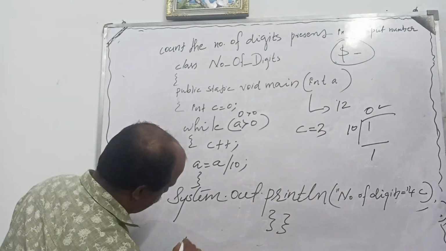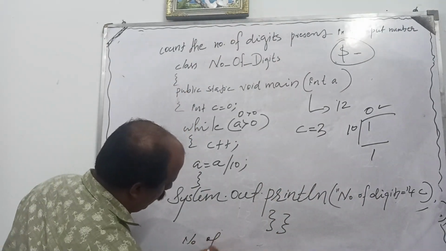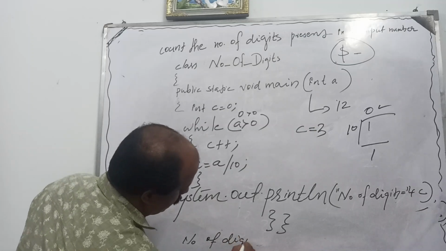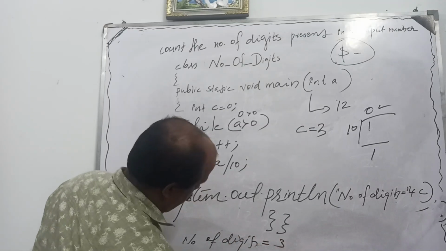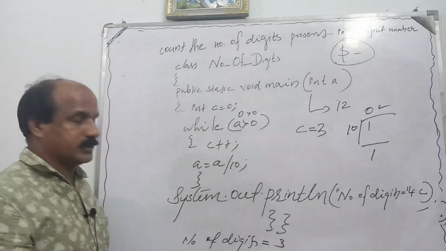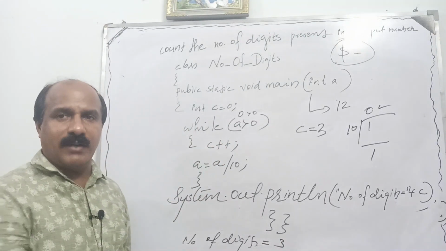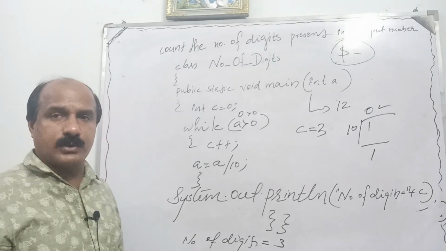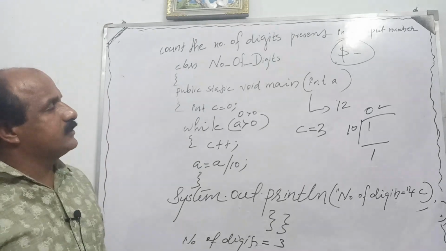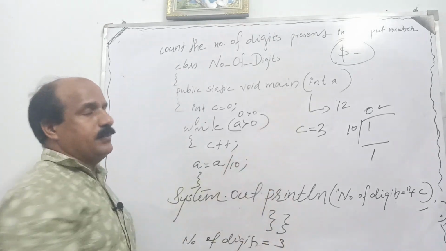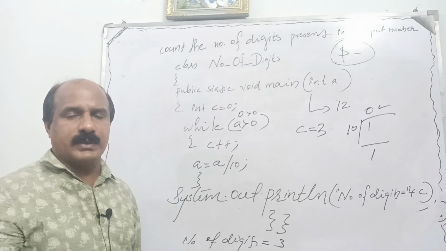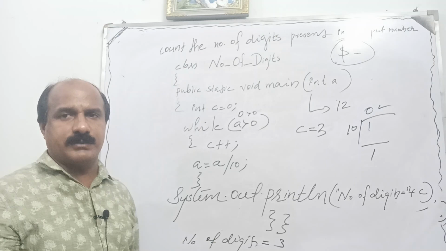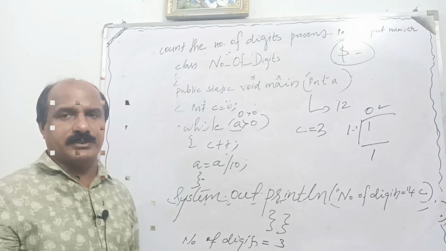C means number of digits, equal to 3. This will be your output. The program will print number of digits is equal to 3, and this will work for any number of digits. Generally when we write a program, we consider positive numbers, otherwise we will mention it.